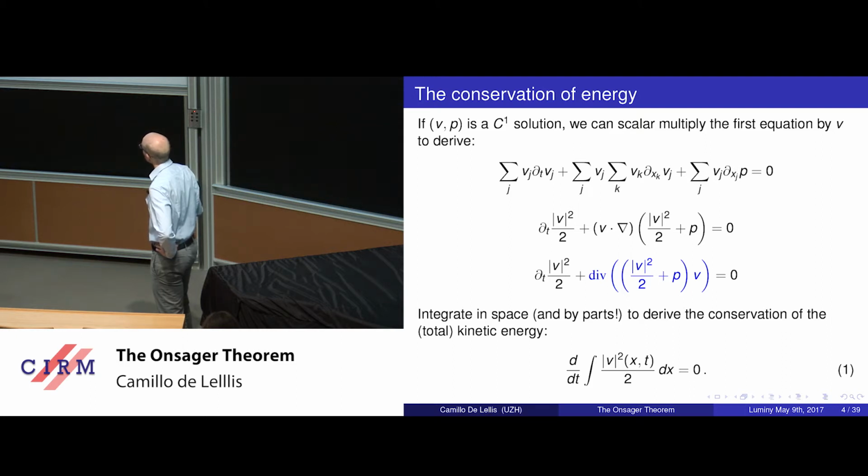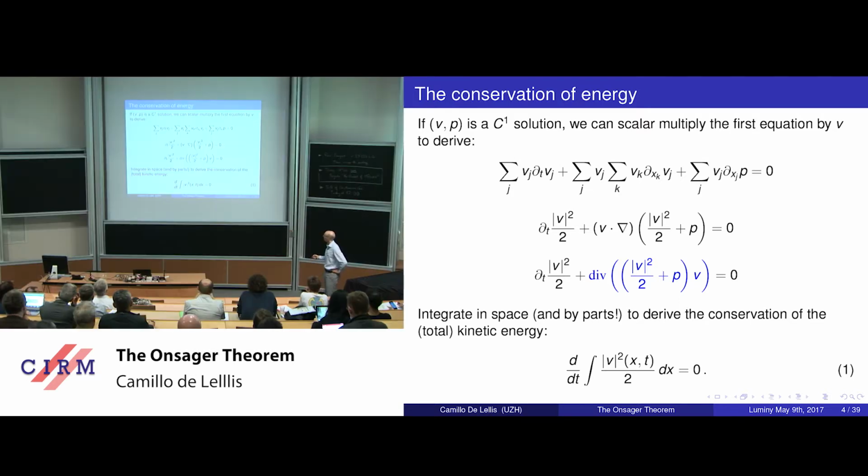So here there's a 2 missing, but it's in the end not important because the result is equal to 0. And then when you integrate the term, which is a divergence, you integrate by parts, and that's equal to 0. So what you derive over here is nothing surprising.